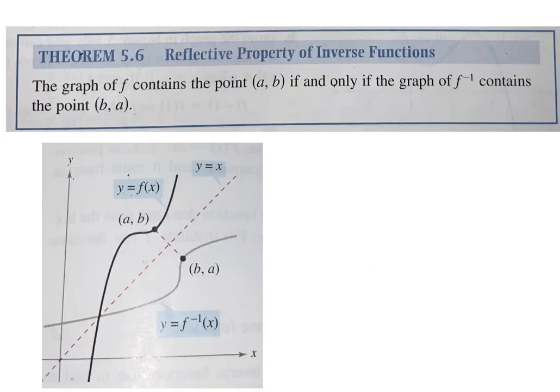The graph of f contains the point (a, b) if and only if the graph of f inverse contains the point (b, a). So if you'll remember, and this was way back when we first started talking about functions, functions are one-to-one, which we're about to talk about. And then inverses actually just flip your x and y's.